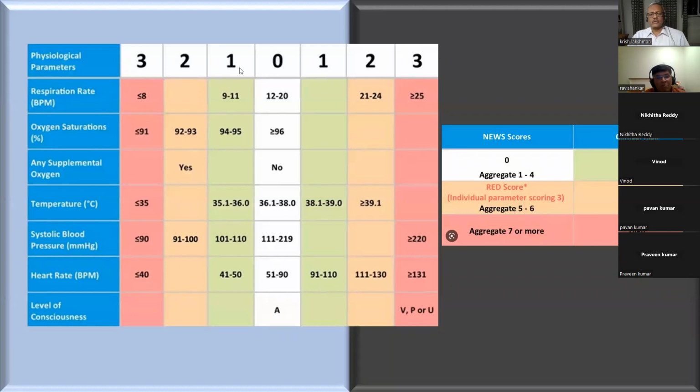So you can give a score. 1 is normal. You give scores above and below this normal range. And if you find that the score is more than 4, an aggregate of 5 or 6, it is a mild or a medium kind of situation. And if the score is more than 7, your antenna must really go up. So when the antenna goes up, what do you do? Suppose somebody's NEWS score is 7 on your next ward round. What do you do?